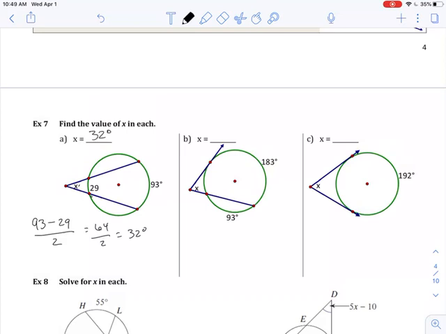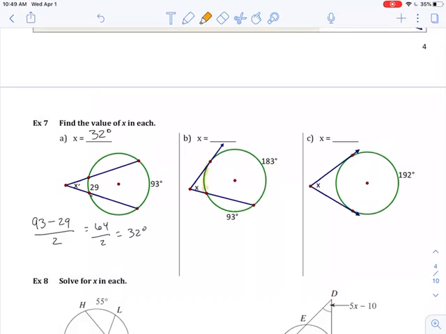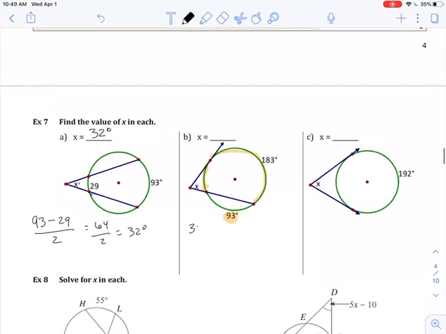This one, same thing. One little trick in there. This is the arc I need to subtract, which I don't have. But they give me this arc over here. So I'm able to say 360 minus 183 minus 93 is going to give me 84 degrees. So this arc is 84 degrees.